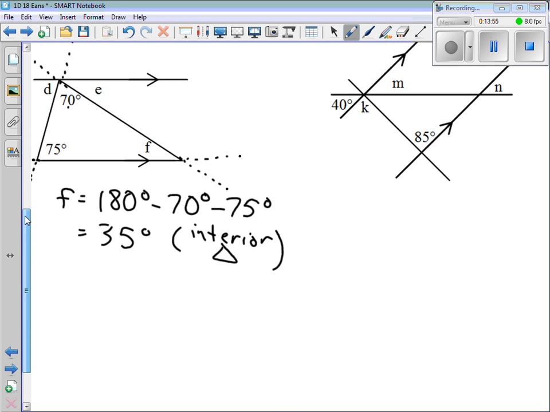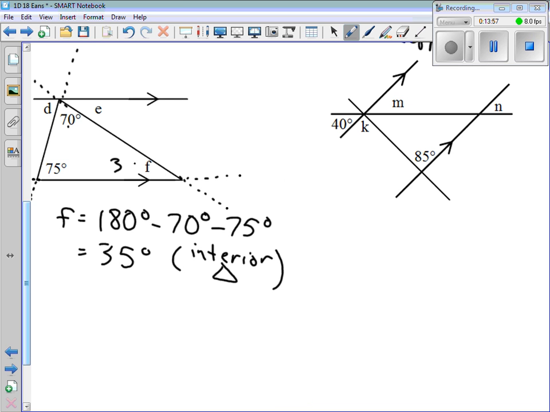Okay, so we've got our first angle there, F. I'm going to put on that 35 degrees right there. Okay, where do you want to go from here? Go ahead, Emerson.